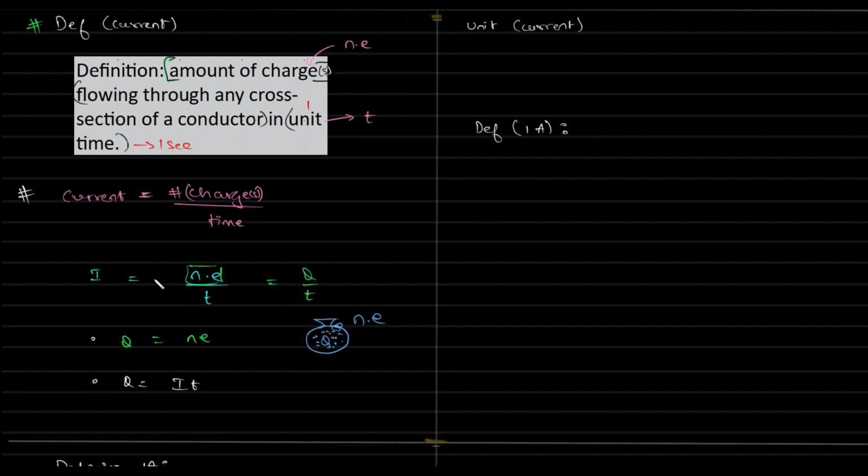So the formula goes like this: current is equal to a bunch of charges and the time it took to cross. If you divide that, I'll get the current at that moment of time. Okay, for that flow, we'll get the current. So symbolically, I is equal to Q by T, where Q is N into E. Right? So these are your 3 to 4 formulas that you're looking at on the screen.